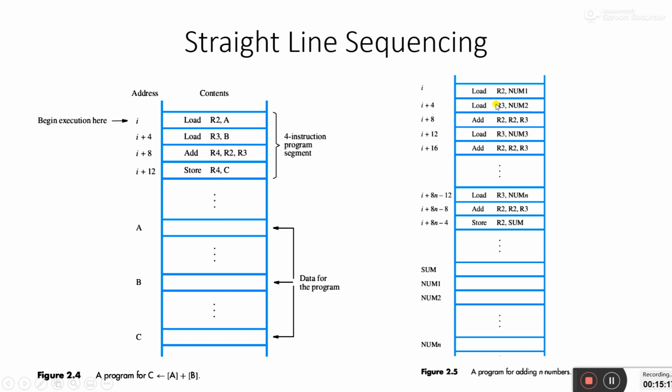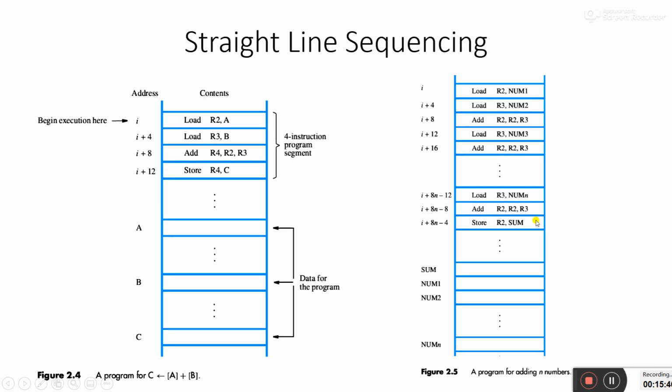If we have multiple numbers to add, then I have to write all these numbers sequentially, and only then can I add them. When my whole program is completed, I have to store my result in some memory location. For example, sum is a memory location, and the result can be stored using store R2 sum.